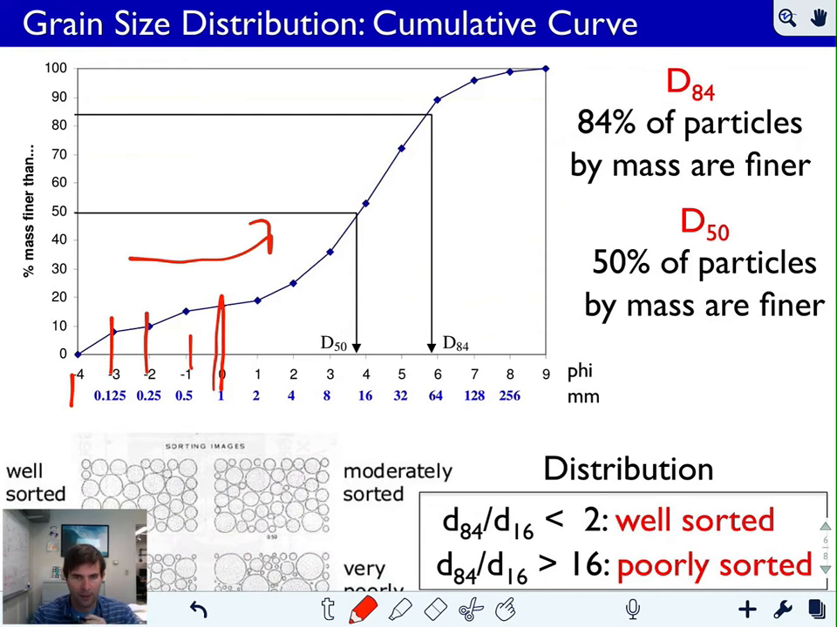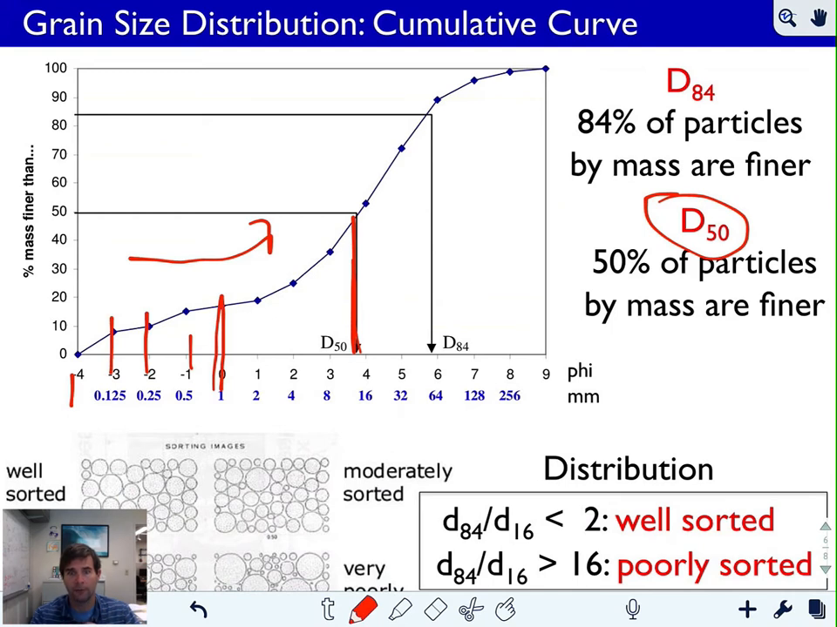One of the definitions that is commonly used is D50. D50 implies that 50% of the particles by mass are finer. So here's D50, and that's exactly half the weight of the sample once we've shaken to D50, and half of it is coarser than whatever D50 is. In this case, about 3.5, or about 12 millimeters. It's pretty coarse, and half of it is finer than that.